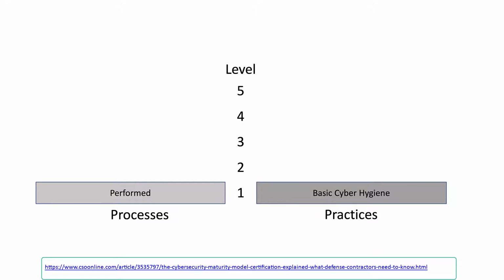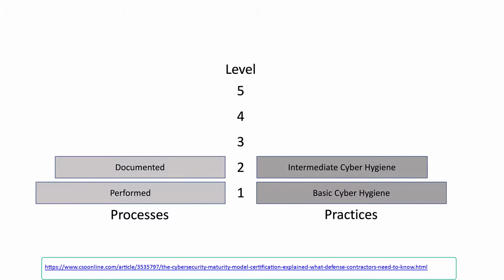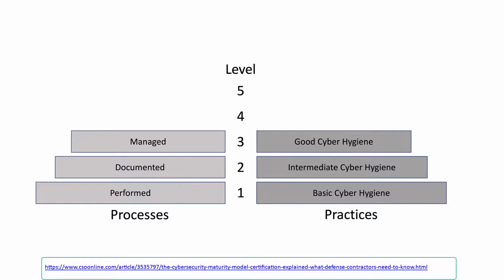So at level 1, a company must perform basic cyber hygiene practices such as using antivirus software or ensuring employees change passwords regularly. At level 2, a company must document certain intermediate cyber hygiene practices to begin to protect any controlled, unclassified information through implementation of NIST Special Publication 800-171, Revision 2, Security Requirements. At level 3, a company must have an institutionalized management plan to implement a good cyber hygiene practice to safeguard controlled, unclassified information, including all of NIST's 800-171 Revision 2 security requirements.